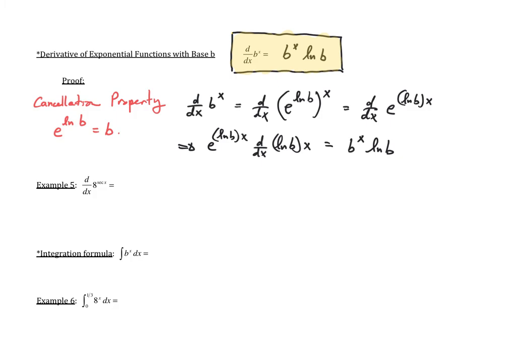We can do the same thing in reverse. In other words, if you know that the derivative of b to the x is b to the x times natural log of b, then this means that the antiderivative of b to the x should be b to the x divided by natural log of b plus some constant. So this is yet another antiderivative that we should memorize. So let's highlight that guy. Okay.